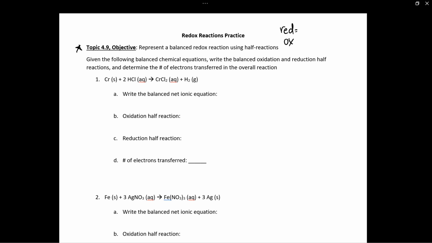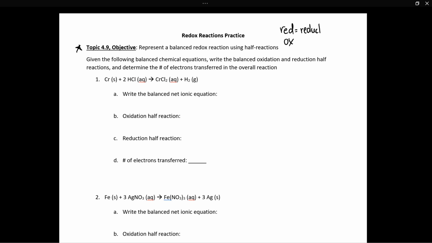The redox, the red stands for reduction, and the ox stands for oxidation. And we're going to think of those. We're just going to take these redox reactions and show them as the two separate components happening. We're going to show the reduction half and the oxidation half. And these are what we refer to as half reactions.